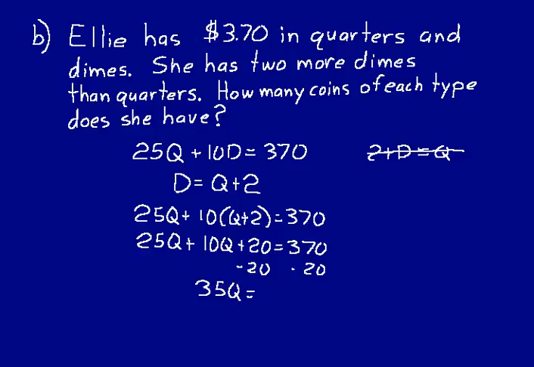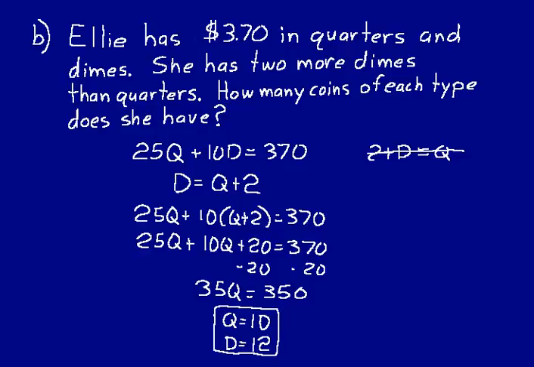35Q is equal to 350. Divide both sides by 35, and Q would equal 10. Okay, so then we can substitute that back into our second equation. D equals 10 plus 2, and so that is equal to 12. So our dimes, we have 12 dimes. And so that's the combination of quarters and dimes.